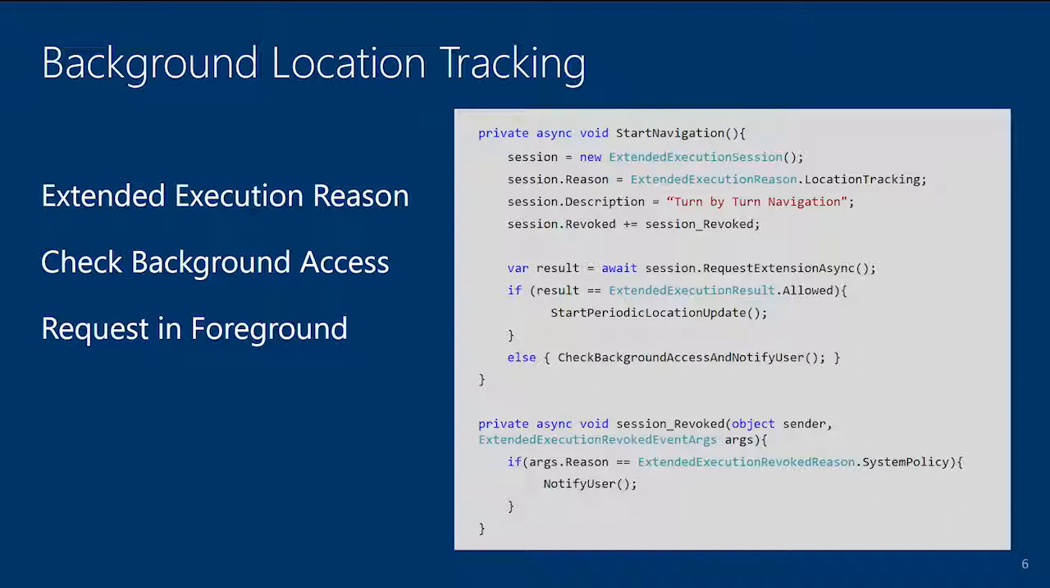So if a user were to choose to not allow your app to actually run in the background, you can check that using the background access status and inform the user that it was due to their choices that you're not currently able to run. It's really important to remember that you need to request this extended execution session in the foreground. So it's best to request it when either the user has chosen to start a location tracking type of action, or right at the beginning of when your app first launches into the foreground.